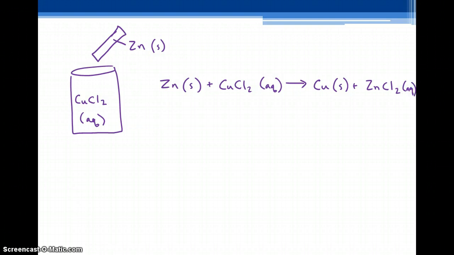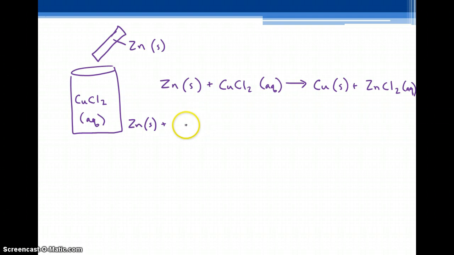Okay, so now we need to know how to write our complete ionic equation. Remember, the only difference between the chemical equation, which we just wrote, and the complete ionic equation is that all the compounds that appear in aqueous states of matter are separated out into their ions. Okay, we're showing dissociation in our reaction. So here we go. Let's leave zinc alone.